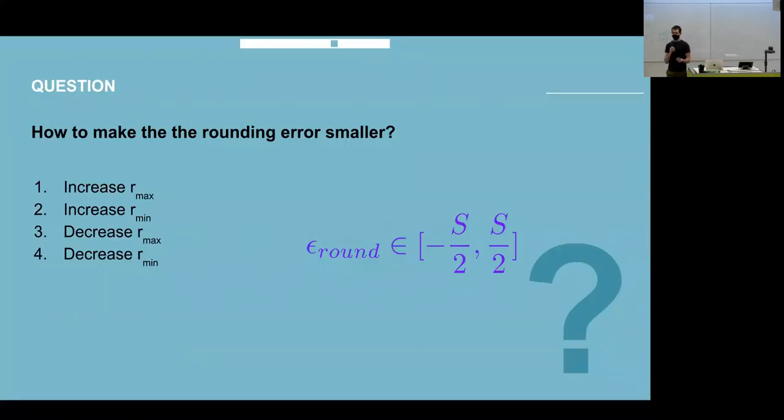Okay, so now I'm designing this quantization system. So how do I make this rounding error smaller? What do you think? So here's the equation again for the rounding error. Do I increase Rmax? I get to choose the range that I'm quantizing in. So how can I change that range to make the rounding error smaller?